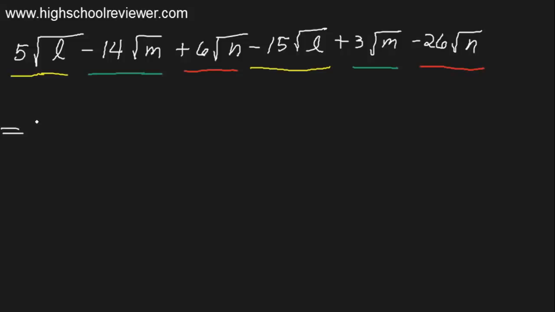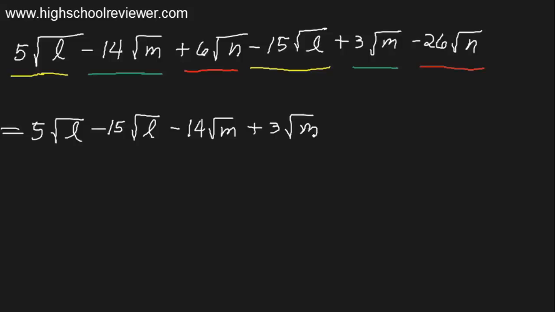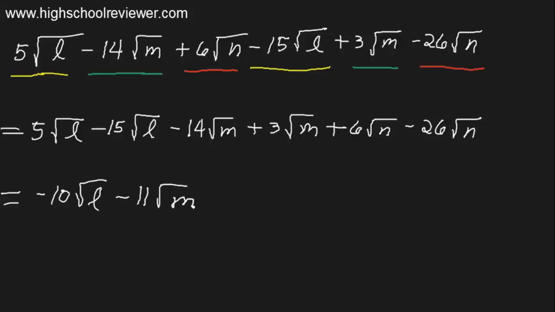So combining, we will have 5 square root of L minus 15 square root of L, and then minus 14 square root of M plus 3 square root of M, and then we have plus 6 square root of N minus 26 square root of N. So subtracting and adding, we have 5 minus 15, that is negative 10 square root of L, and then negative 14 plus 3, that is negative 11 square root of M, and positive 6 minus 26, that will be negative 20 square root of N.